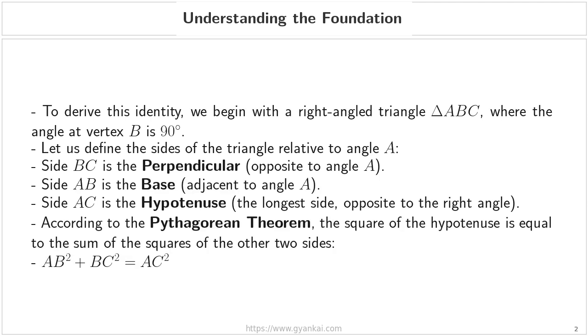Now we apply the Pythagorean theorem, which is the core principle we'll be manipulating in the next few steps. This theorem tells us that the square of the hypotenuse is equal to the sum of the squares of the other two sides. In our specific triangle, we can write this as AB squared plus BC squared equals AC squared. Keep this equation in mind, because in the very next slide, we are going to perform a specific algebraic step to transform this theorem into the trigonometric identity we are looking for.